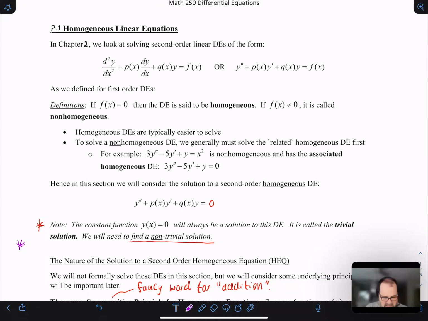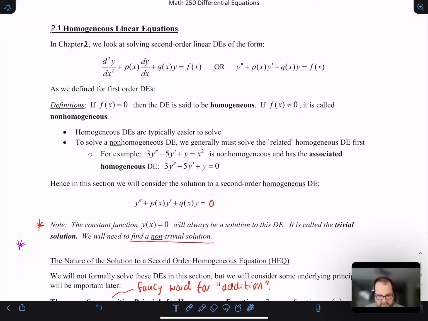Today, we're going to start talking about solving higher order, specifically for the next few sections, second order differential equations. So these would be things that look like this. This would be the Leibniz version of it. This is something of a standard form: second derivative plus some function of x only times dy dx plus some function of x only times y equals f of x.